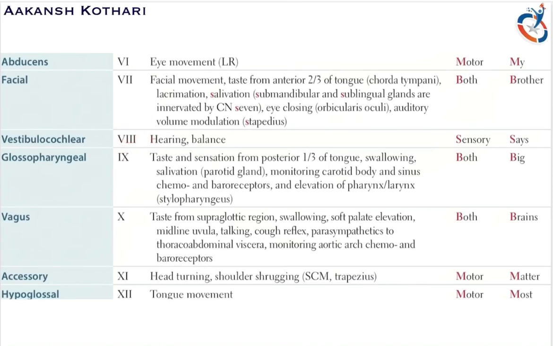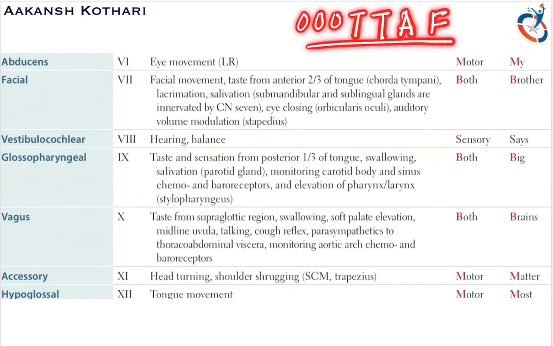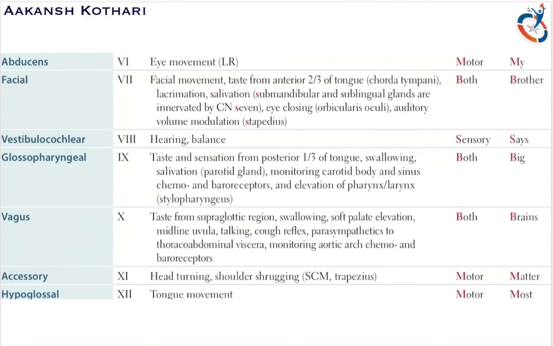So which are the first 7 nerves? Let us first revise. The first one is olfactory, optic, oculomotor, trochlear, trigeminal, abducens and facial. So these are the first 7 cranial nerves. Talking about the 8th cranial nerve, that is the vestibulocochlear nerve. The vestibulocochlear nerve is a combination of both the vestibular nerve and the cochlear nerve. So it controls balance and hearing. Is this clear? And this is a purely sensory nerve. So it controls hearing and balance.